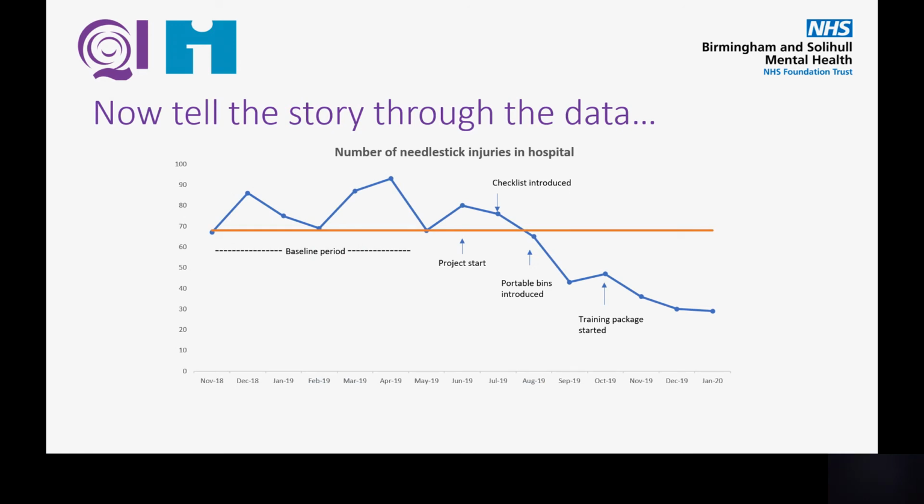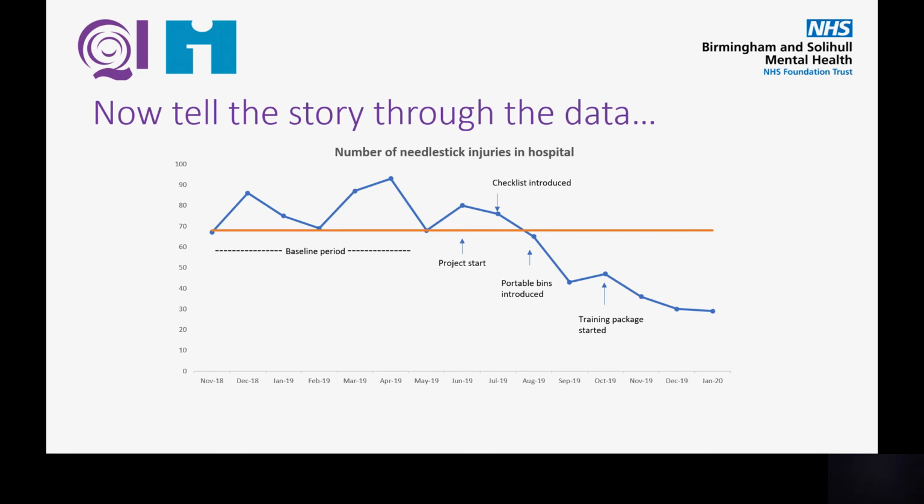Now let's look at this data in a run chart. By looking at data over time, as opposed to snapshots like in the bar graphs from the previous slide, data can begin to tell us a story. It is this story or learning that we are interested in when undertaking quality improvement work.